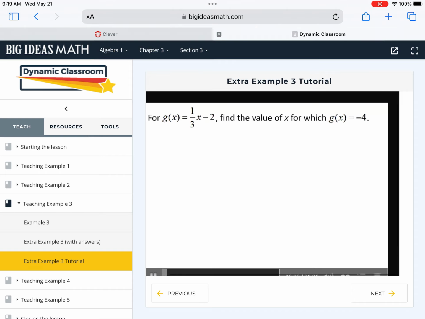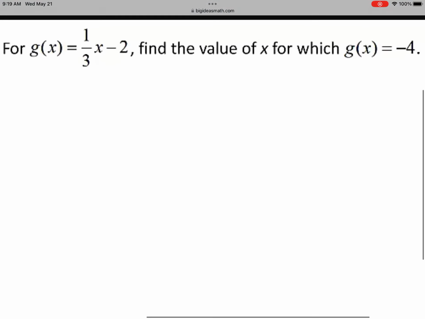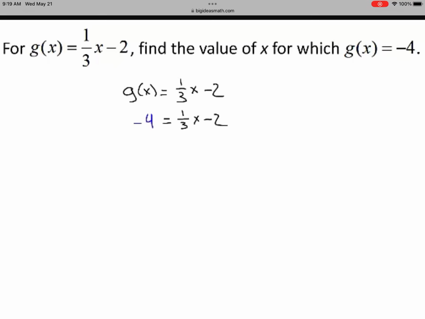For g of x equals 1/3 x minus 2, find the value of x for which g of x equals negative 4. First you want to write the equation. Then substitute negative 4 for g of x, and solve for x.